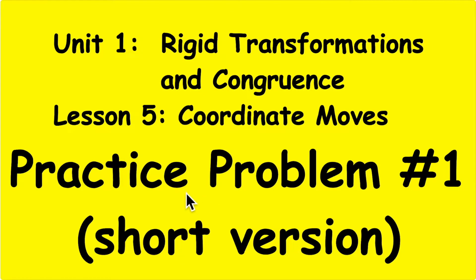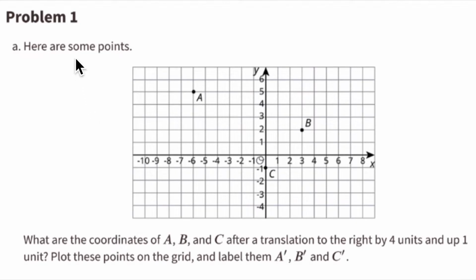This is the short version of practice problem number 1 from lesson 5, coordinate moves, in unit 1, rigid transformations and congruence. In problem 1, you are going to look at 3 transformations. Now, transformation is the big idea. It is the movement of an image, but maintaining that image's rigid form. So there's no bending or stretching.